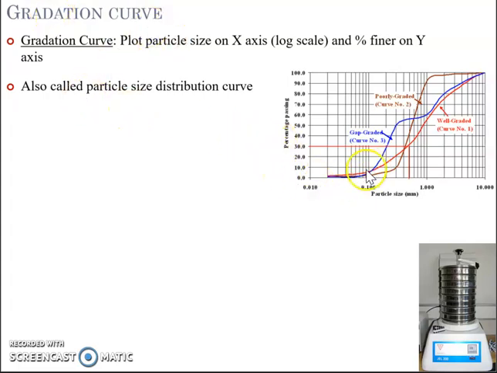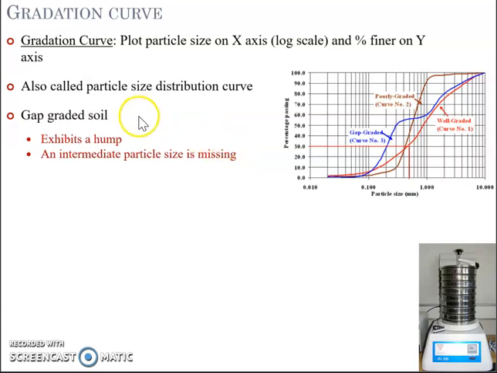Now, based on the shape of the curve that you obtain, you can classify soil as gap graded soil, which is marked in blue font and line here, wherein there's a hump in the curve. Such soils which exhibit a hump in the particle size distribution curve are usually gap graded soils, in which an intermediate particle size would be missing.